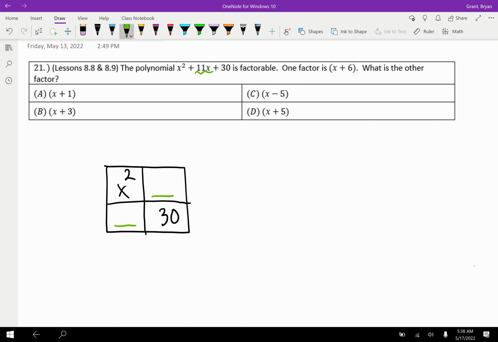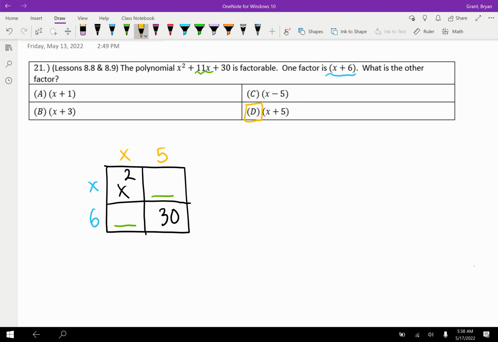Now normally you'd have to do some extra steps, but let's use the given information in this problem. We know one factor is x plus 6. What does the other have to be? Well, look at the box. I think you can actually figure it out here. X times what is x squared? X times x is x squared. And even though this is a blank, 6 times what is 30? 6 times 5 is 30. So I think my other factor has to be x plus 5.